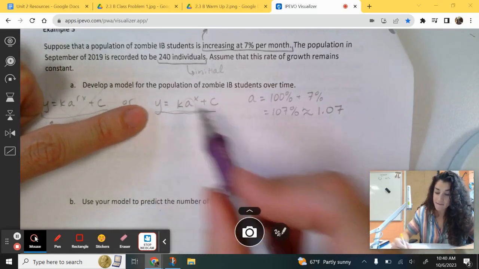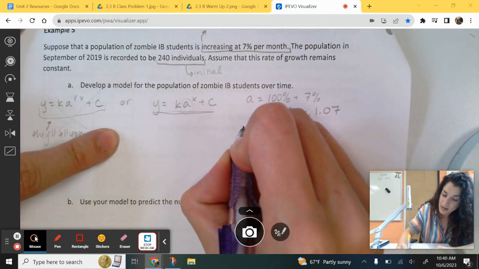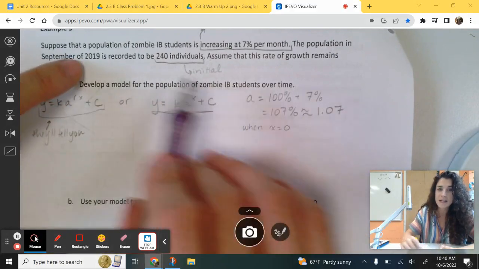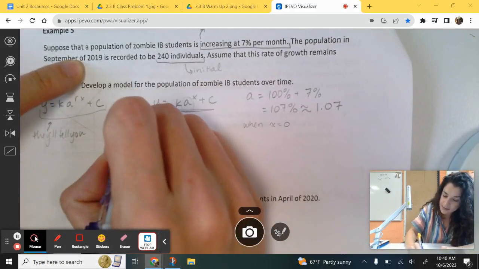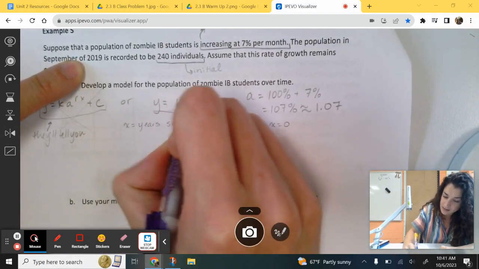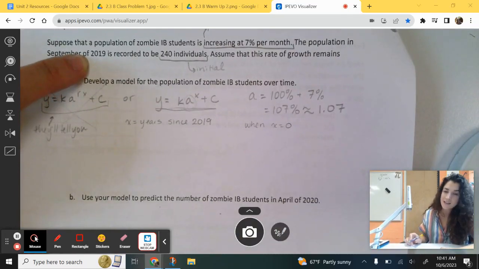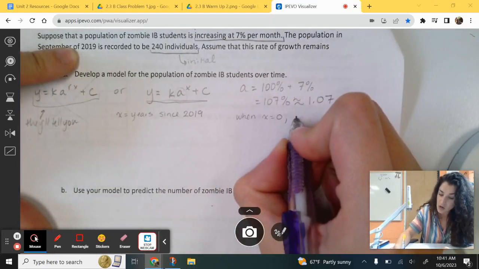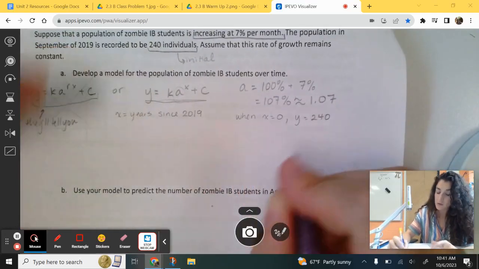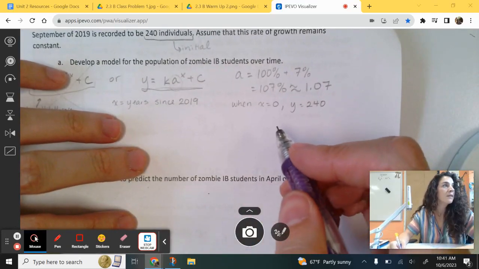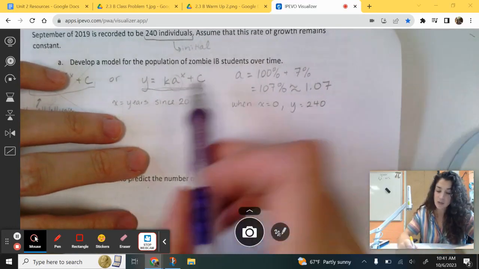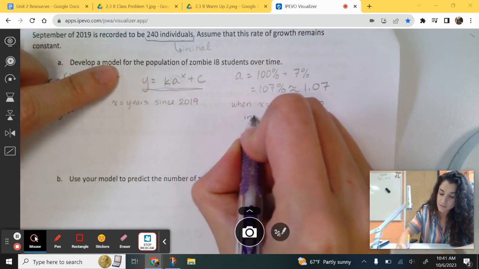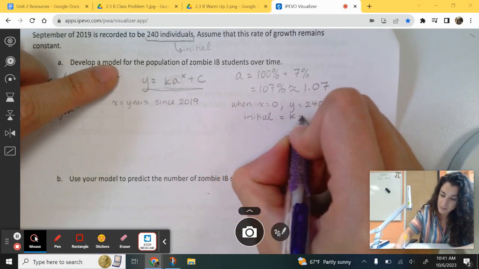We also then have the initial value, which is when x equals 0. It could be when x equals 2019, but let's just have x equal years since 2019. That way we can keep our numbers nice, as opposed to having to plug in 2019. So when x equals 0, in other words, at 2019, then we know that y is equal to 240. So if we plug in what we have so far in terms of the relationship of initial, we know that initial is equal to K plus C.